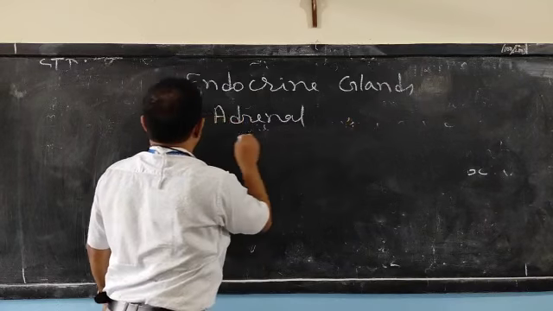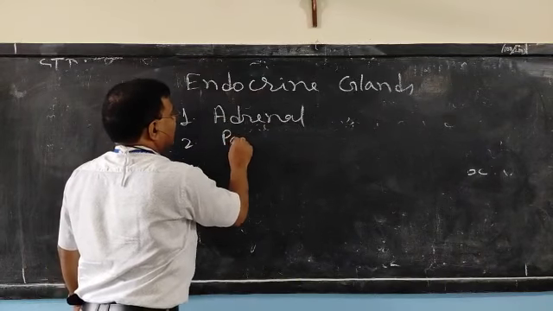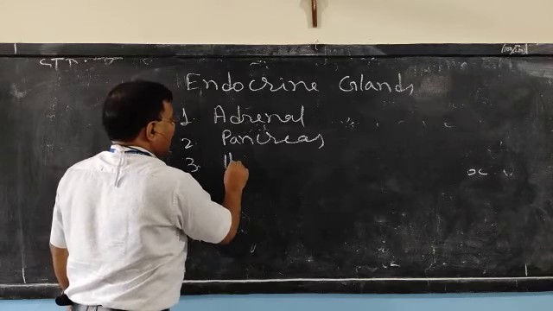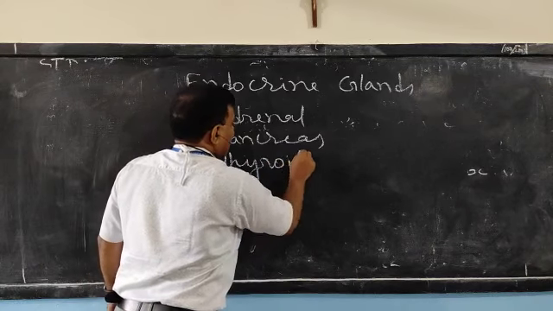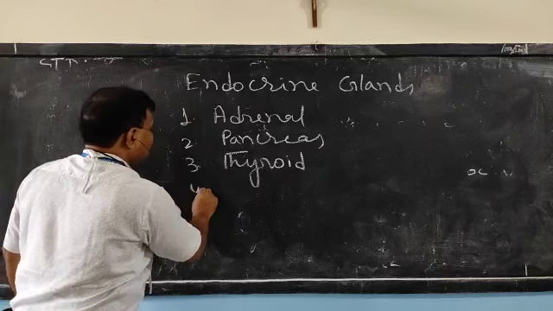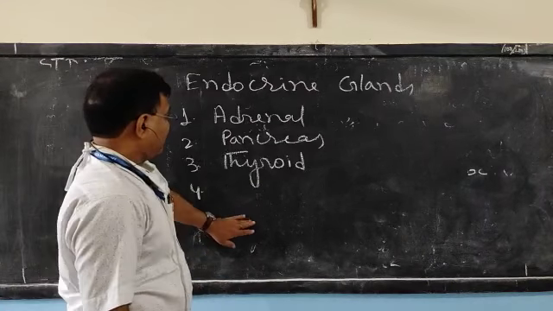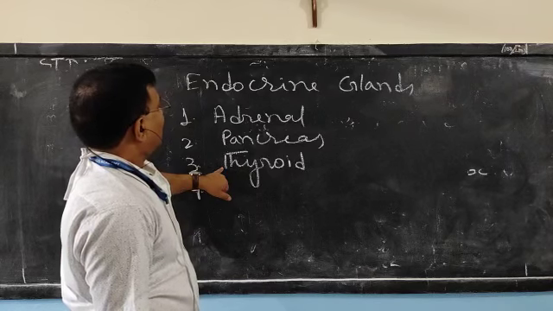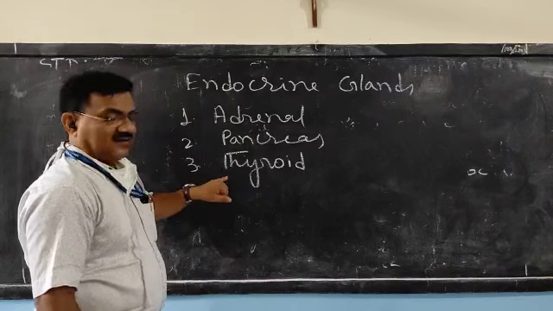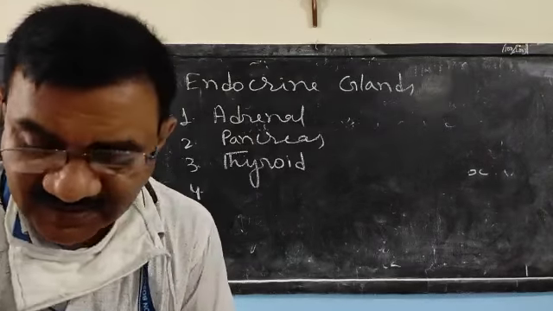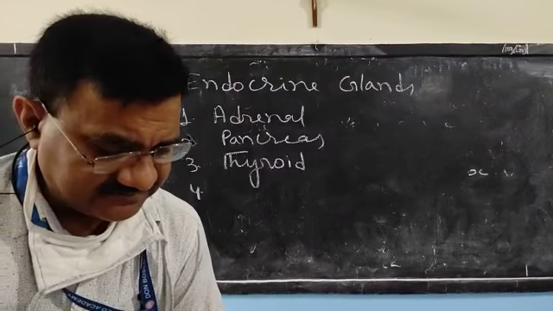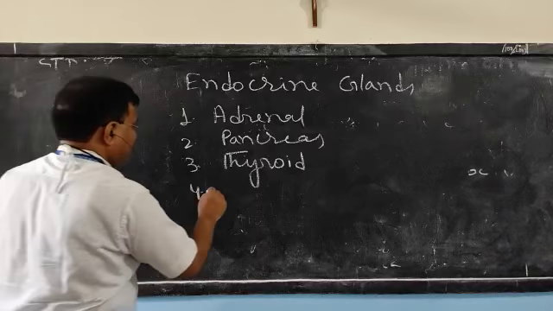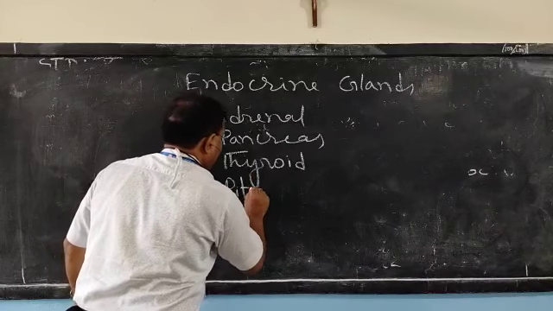Number 2, pancreas. Number 3, thyroid. And number 4 is pituitary. So adrenal, pancreas, thyroid, and one pituitary. Okay.